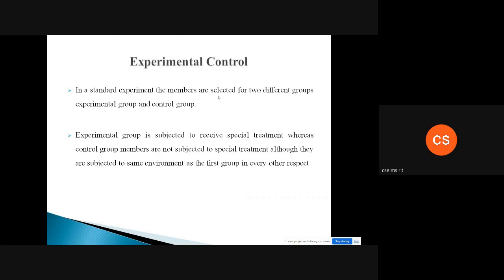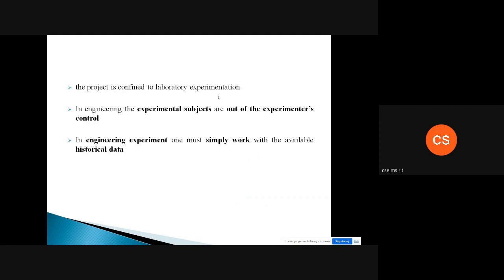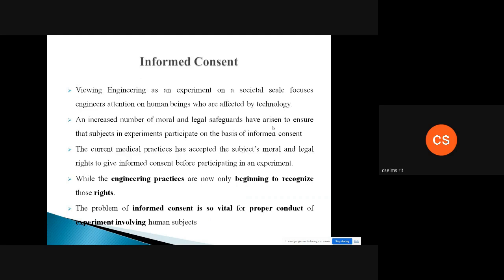That is experimental control. This experimental control is possible in a standard experiment, but in engineering as experimentation this is not possible, as the engineering subjects are out of control. Here the engineering experiments are done in a laboratory. They can simply work with the available historical data. And next is informed consent.